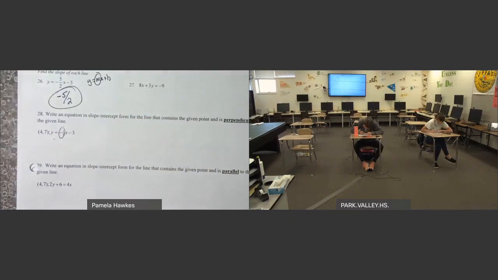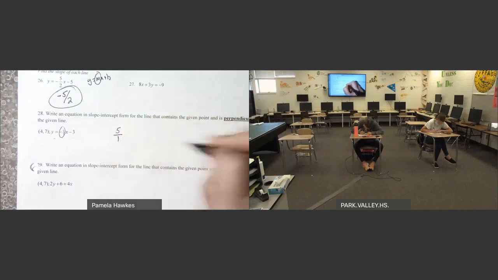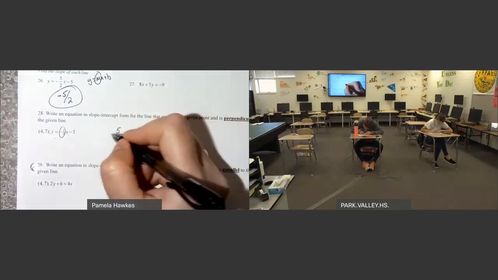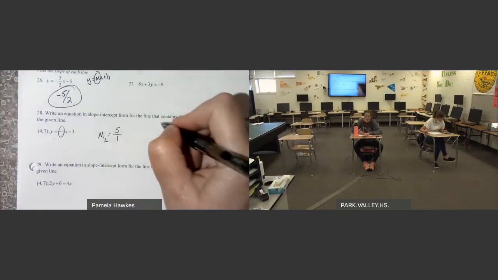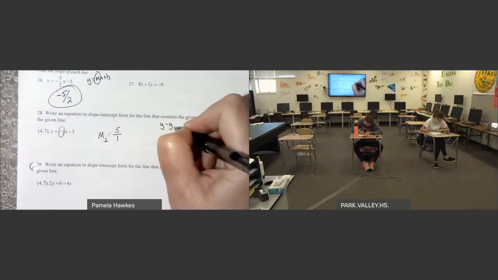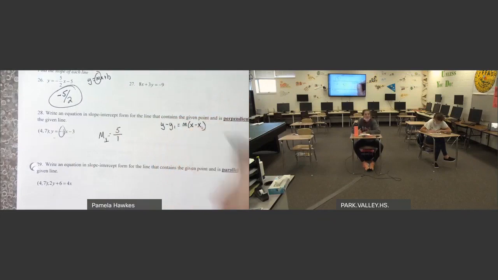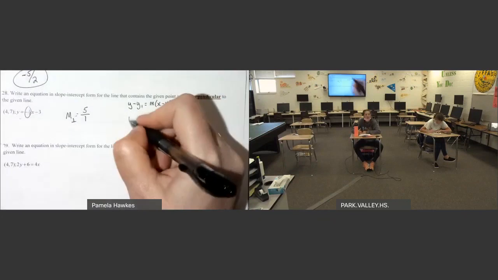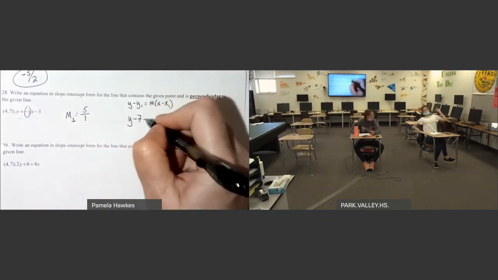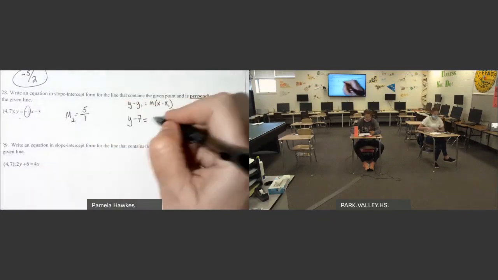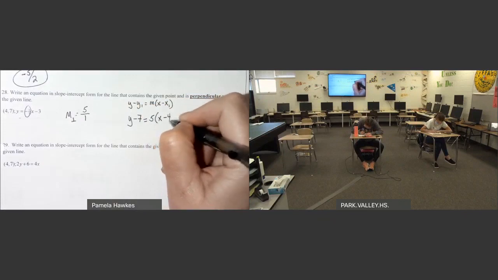Negative 1/5. So I'm going to flip it. So it becomes 5 over 1, change the sign, negative is positive. So this is my new slope, okay? Then I use this equation, y minus y1 equals m times x minus x1, okay? So I do y minus 7 equals my slope, which is 5, times x minus 4.